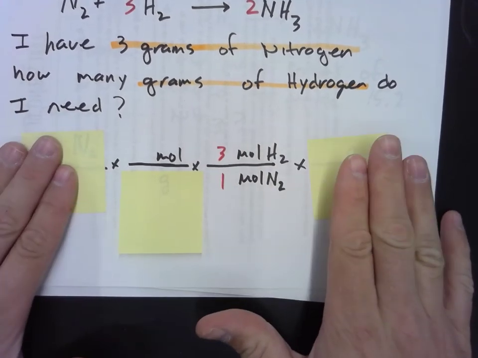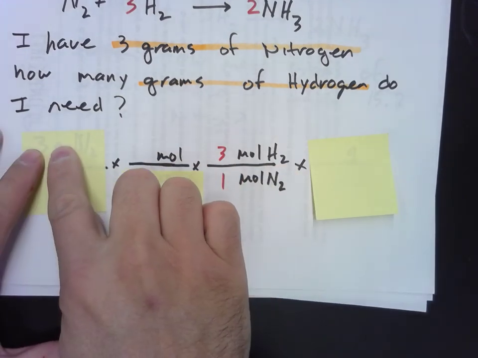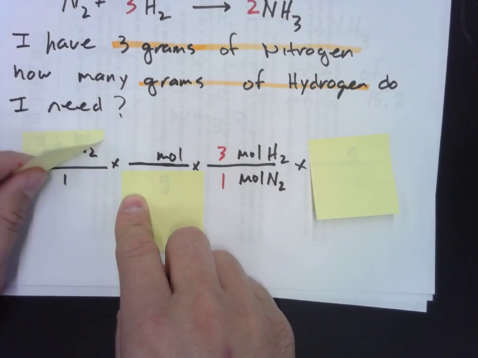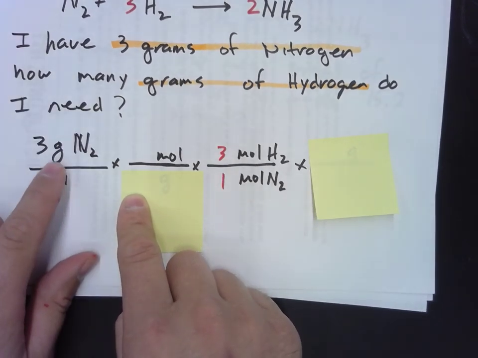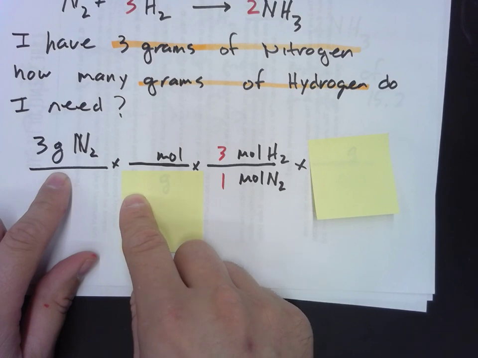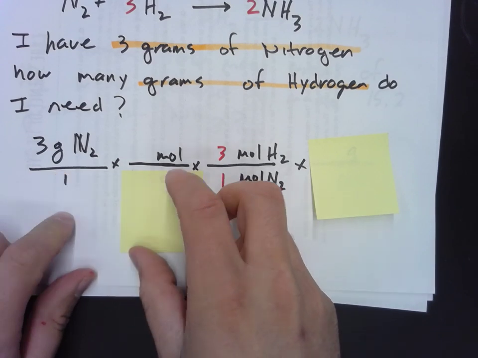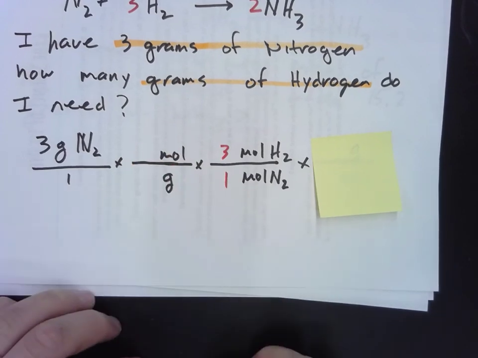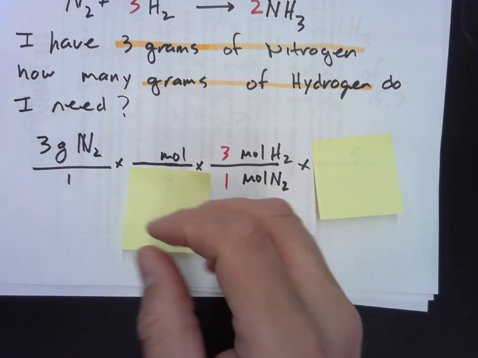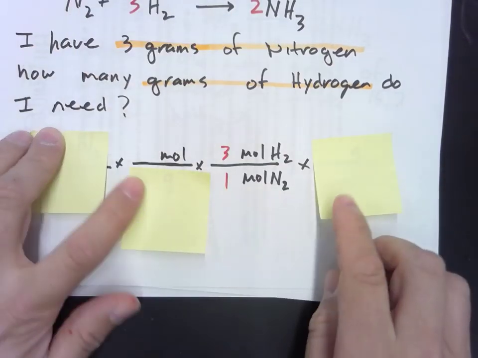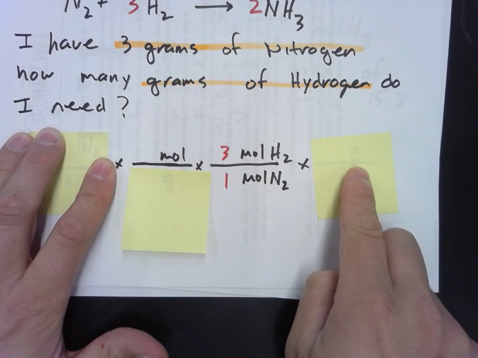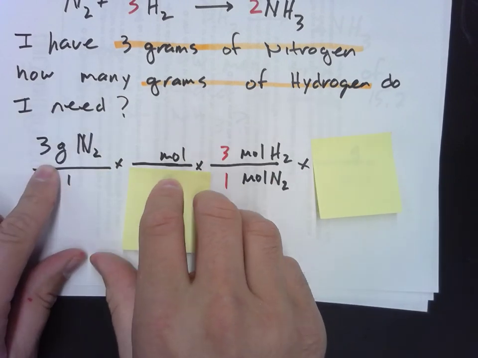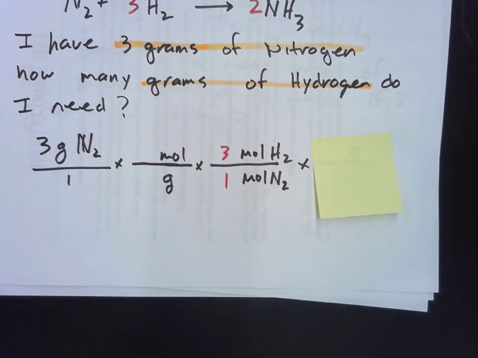The only thing you're doing is, on either side of it, you're converting from mass, in this case 3 grams of nitrogen, into moles. And how do you do that? You have to use molar mass. But again, just look at this now. It's the same problem you just learned, except there's a step on either side of it. So you're converting from grams of nitrogen to moles, and you have to use the molar mass of N2.